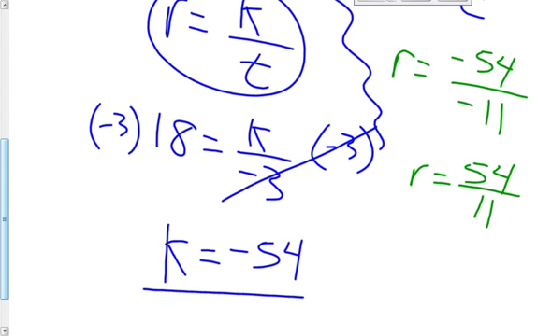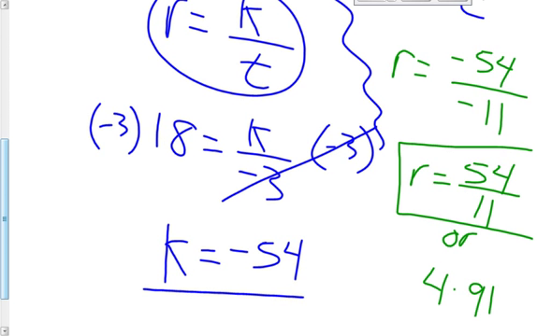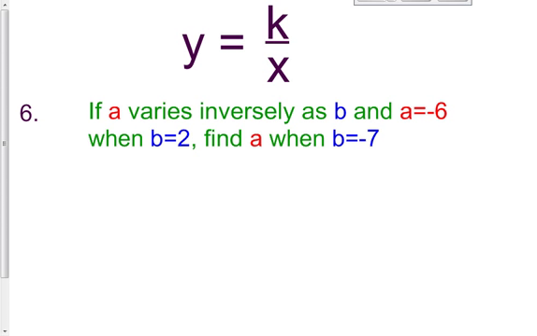I would have no problem with this. You could answer it this way on your test. If Excel Math uses it as a decimal, obviously just put it into your calculator, 4.91. Either one is fine with me. All right, you guys try number 6 on your own. Let's see what you come up with.